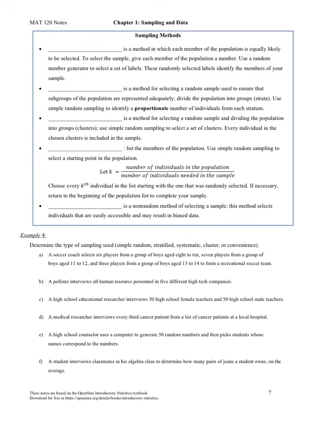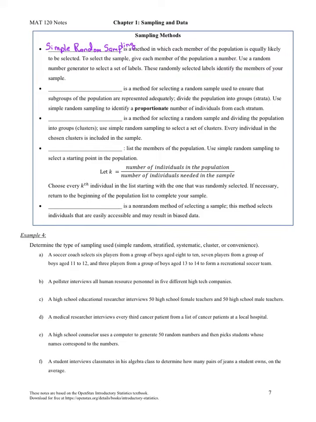Here are the various types of methods listed in this box above. In simple random sampling, each member of the population is equally likely to be chosen. Often we'll use a random number generator to select the participants.